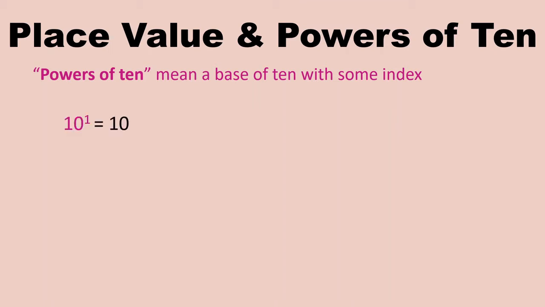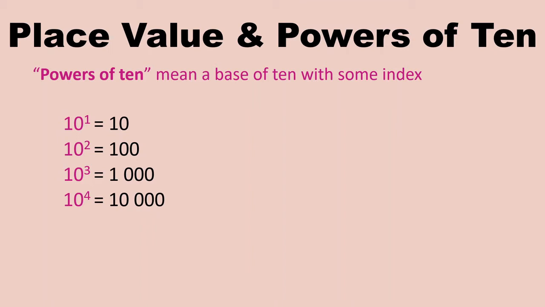10 to the power of 1, for example, is just a single 10. 10 to the power of 2 is the result of multiplying two 10s together. Now be careful, that's 10 times 10, which is 100, not 2 times 10, which is 20. 10 to the power of 3 are 3 tens multiplied together. That's not 3 multiplied by 10. That is 10 times 10 times 10, which is 1,000. And 10 to the power of 4 are 4 tens repeatedly multiplied together. 10 times 10 times 10 times 10 is 10,000.